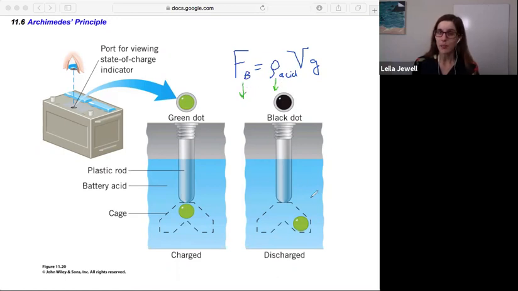And eventually, the ball is no longer able to be supported by the buoyant force, as the ball falls down to one of these sides. And now if you look down the indicator, you no longer see a little green dot. You just see a black dot, because the density of the battery acid is not enough to keep that little green ball afloat. So there we have it, another application of Archimedes' principle in action.